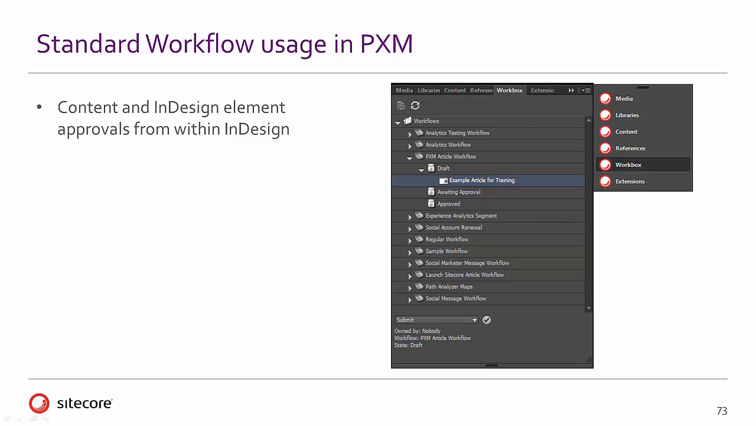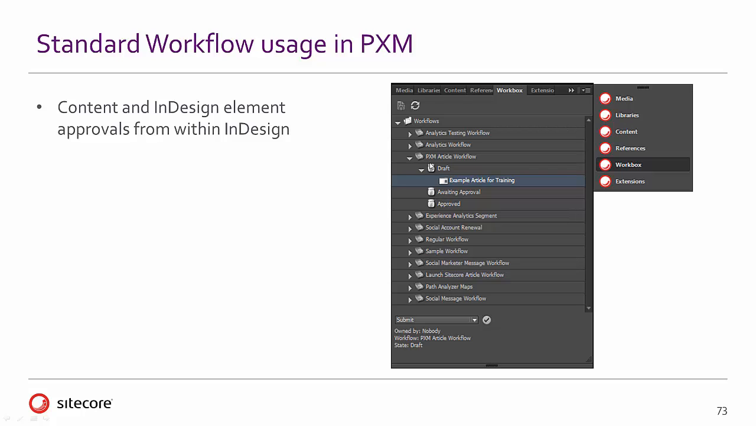So for standard workflow usage here, you can see that in your InDesign connector, you have a workbox tab, and the functionality of the workbox tab is very similar to the functionality that you'd see within Sitecore itself. So for example, you have all the list of workflows that you as a user have access to. Since I'm logged in as an admin here, we can see everything. And then within those workflows, you have content items, which can be actual underlying content items or PXM project elements. Those appear in various states within your workflow.